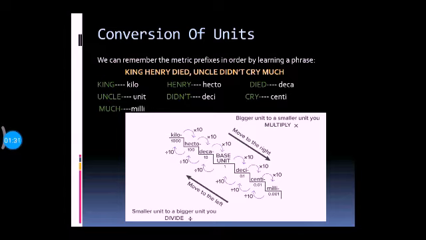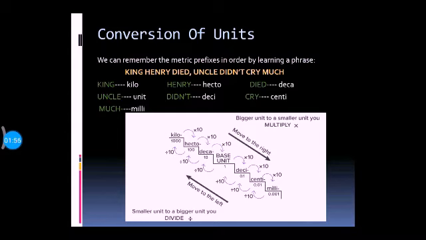For example, if I have to convert centigram into milligram, that means from centigram to milligram I have to go in the downward direction, from bigger to smaller unit. That means I have to multiply. And how many steps do I have to take? I have to take one step. So that means I have to multiply by 10 only once.